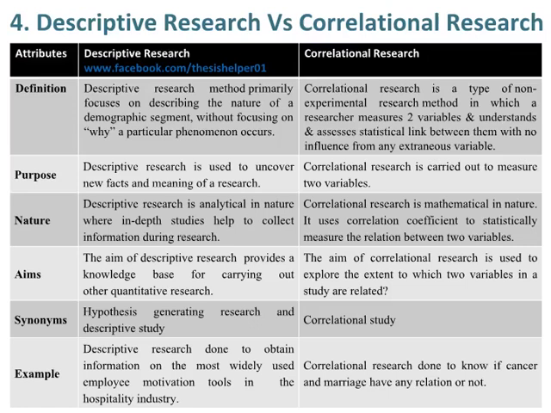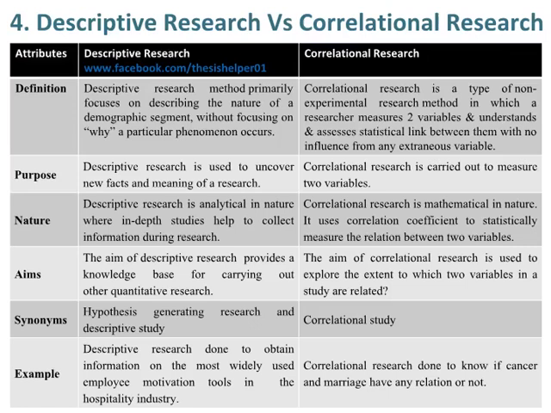Descriptive research is used to uncover new facts and meaning of a research, while correlational research is carried out to measure two variables. Descriptive research is analytical in nature, where in-depth studies help to collect information during research, while correlational research is mathematical in nature. It uses correlation coefficient to statistically measure the relation between two variables.